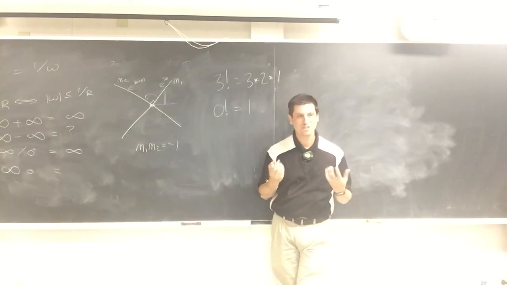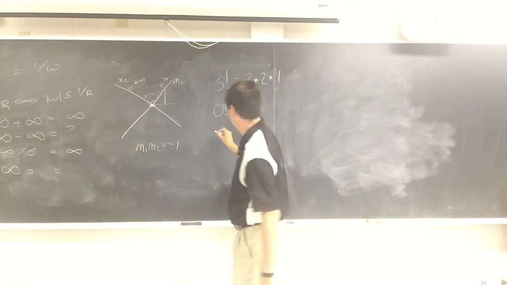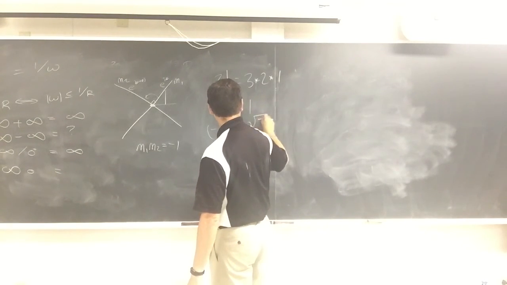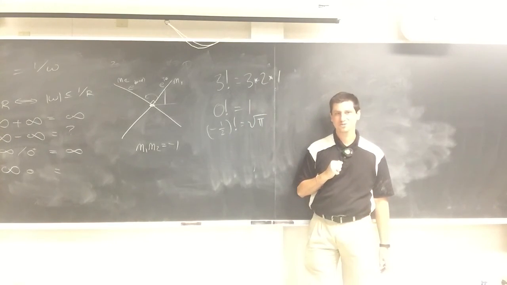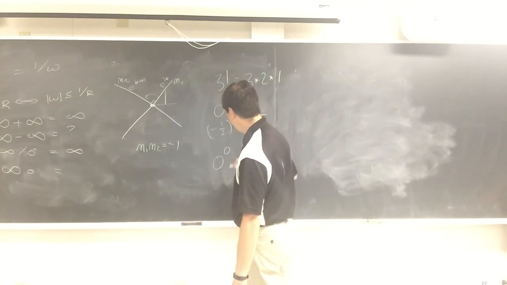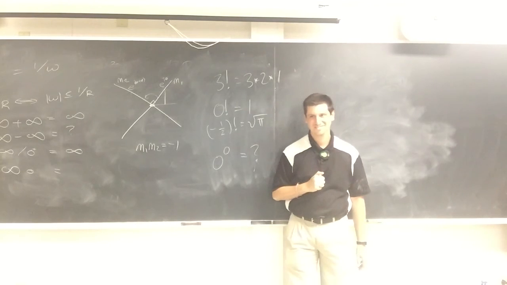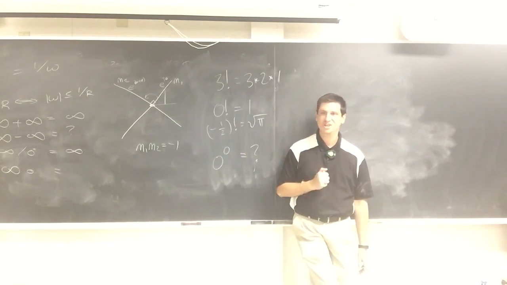It's extremely useful for definitions, for all the things we're looking at. Now it turns out that negative 1/2 factorial is the square root of pi. Have we talked about that? That's the value of the gamma function. So what I want to end with is, what do you think 0 to the 0 is? Does it depend on the problem you're looking at? Does it depend how you're approaching 0? How would you define 0 to the 0?